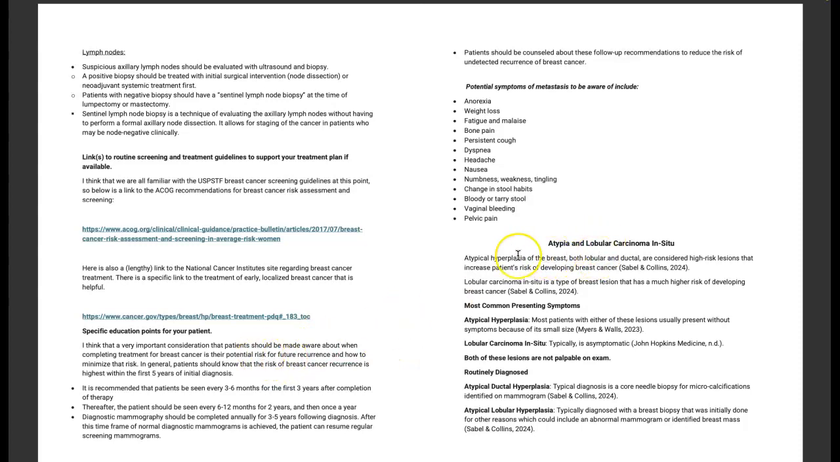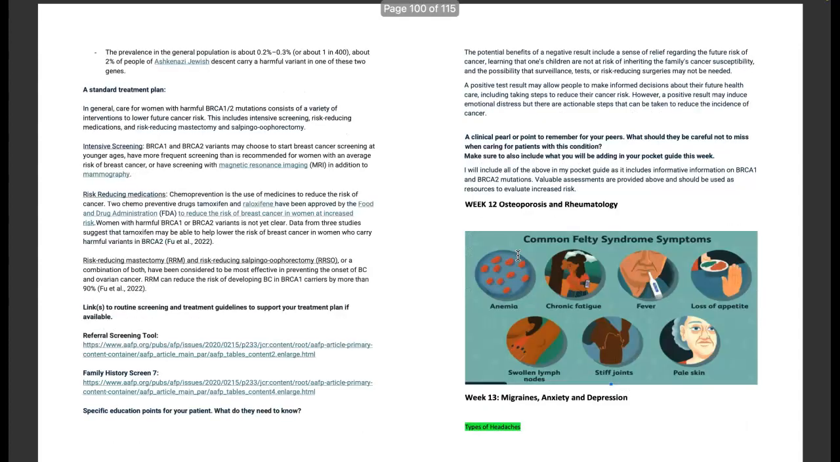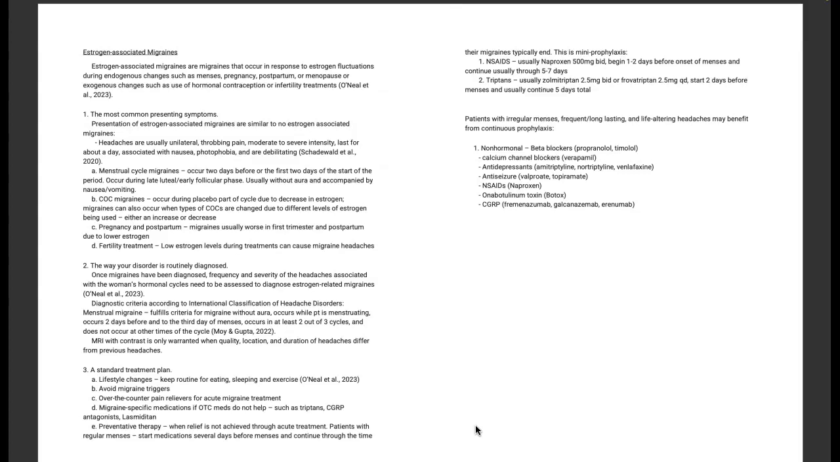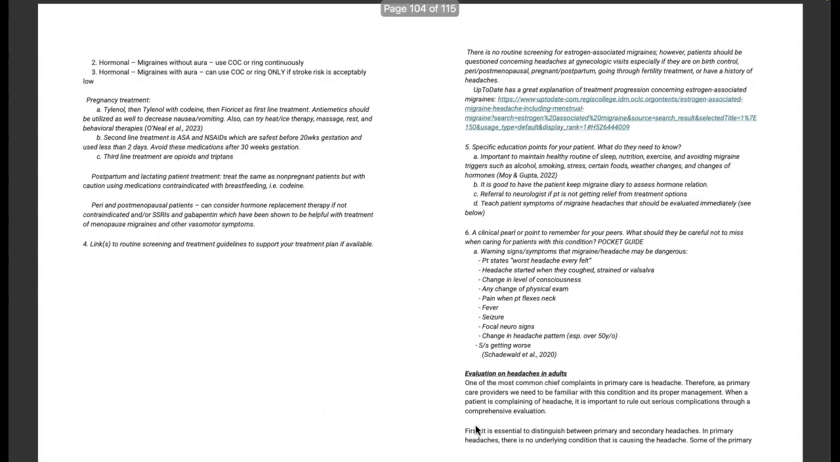And then I went through atypia and lobular carcinoma in situ. And then the BRCA mutation, I have that. I briefly have this for osteoporosis and rheumatology, just common Felty syndrome symptoms, just to have on hand. And then I went through week 13, which was migraines, anxiety, and depression. And I went through some of the estrogen-related migraines to be of note and to look at.